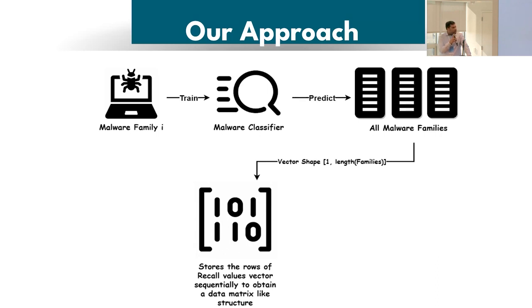So we get a recall vector of, say, 1 cross 184, and basically we repeat this step for each of the 184 malware families. You end up with a data matrix of 184 cross 184, which tells you how each malware family will perform across all the rest of the malware families.